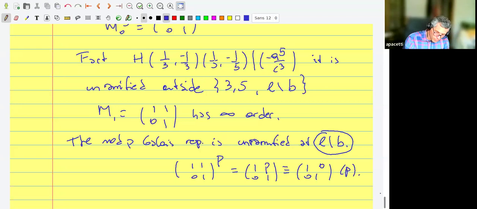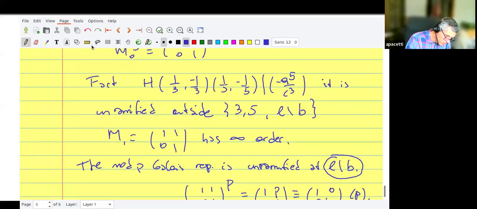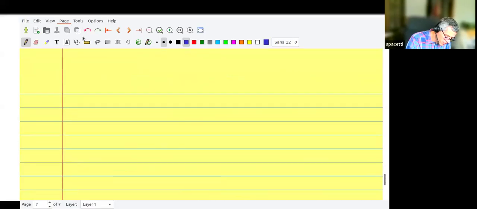And I just want to mention two other important features of these representations, of these motives, which is the following.